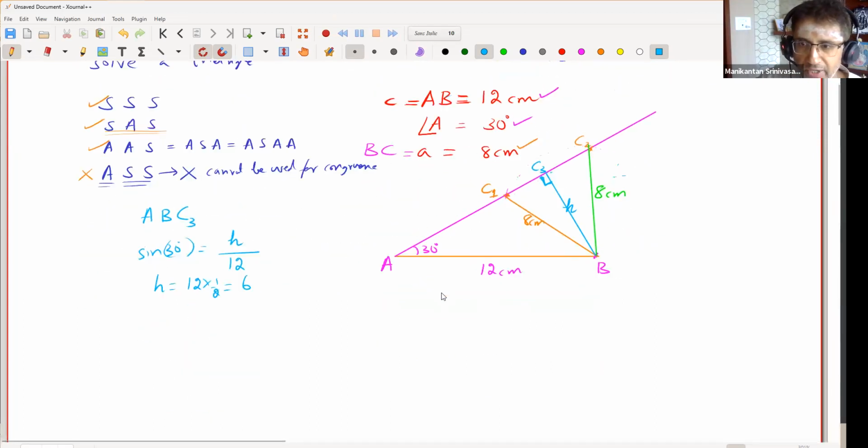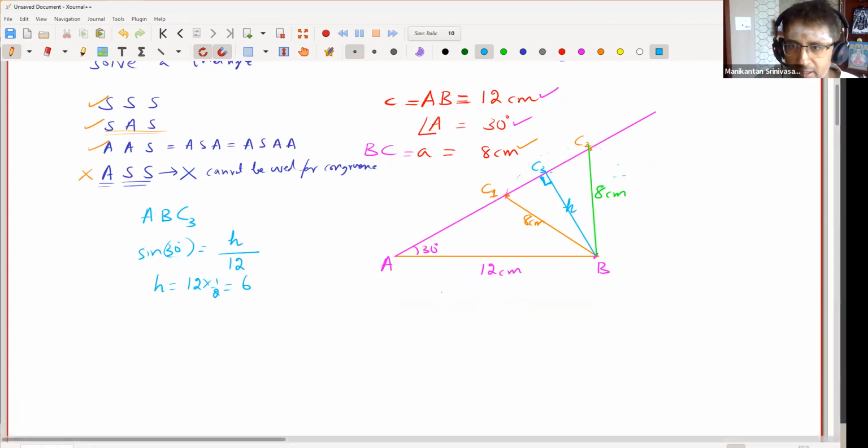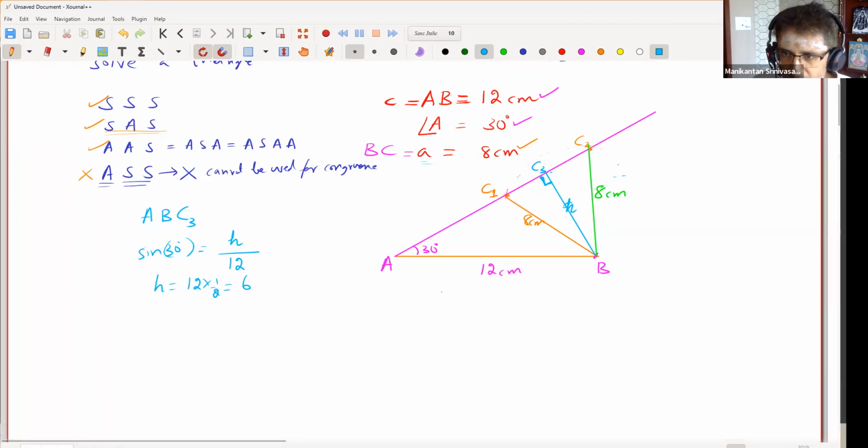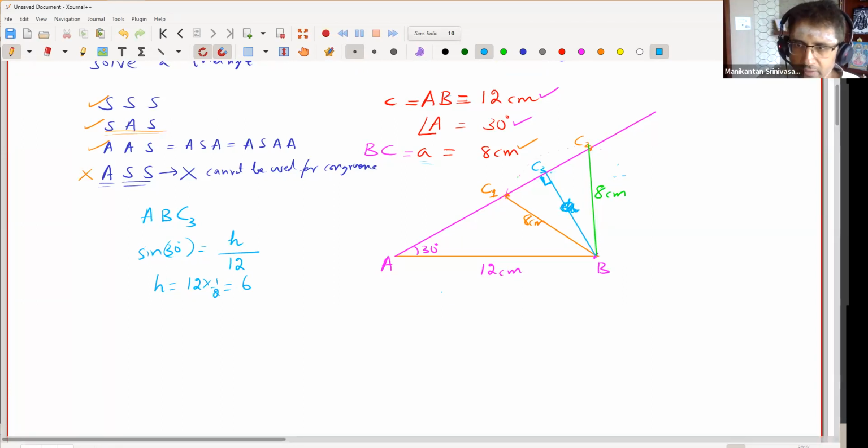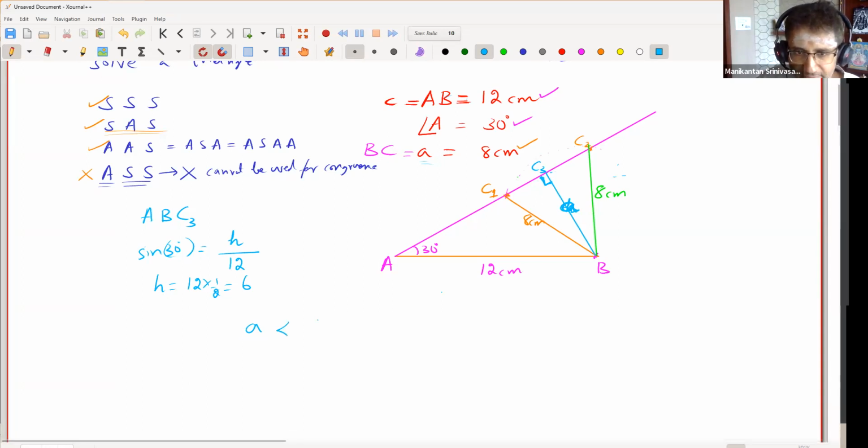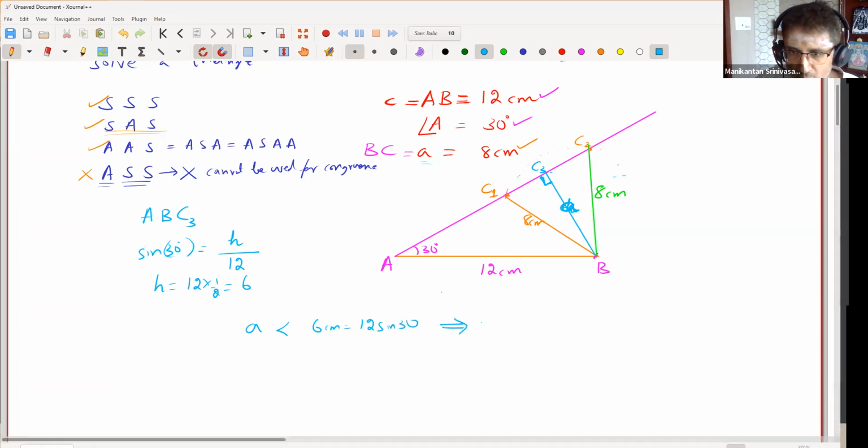In fact, we can have a range of different values of the third side. So the third side, which is the small a, right? In fact, let's call this small a itself. So if small a is less than 6, right? And where am I getting this 6 from? It's 12 times sine 30. Then this implies there is no triangle at all, no solution at all.